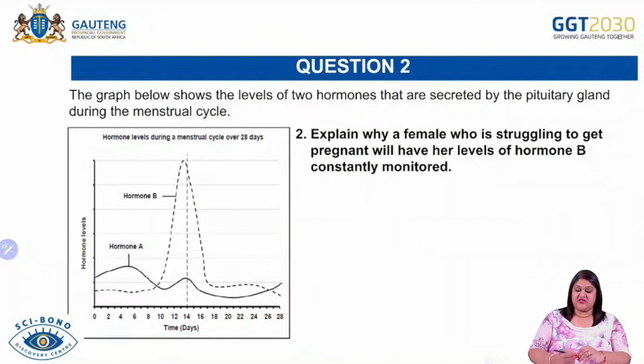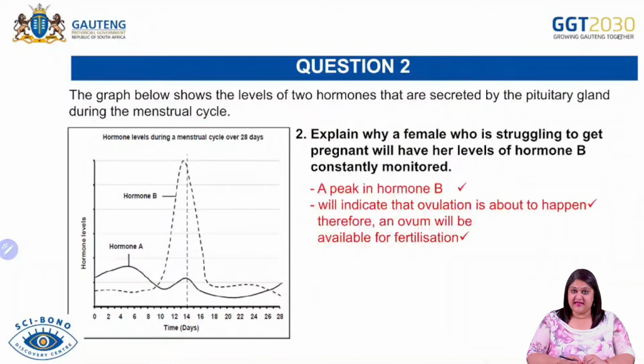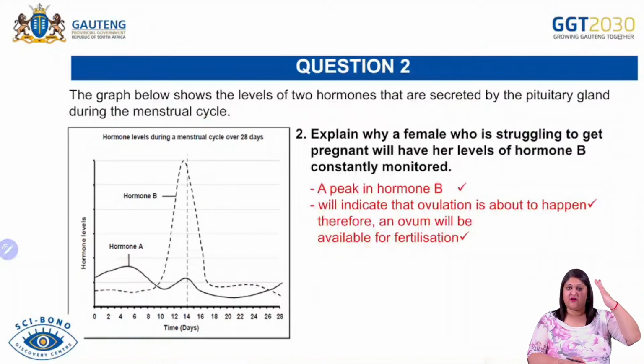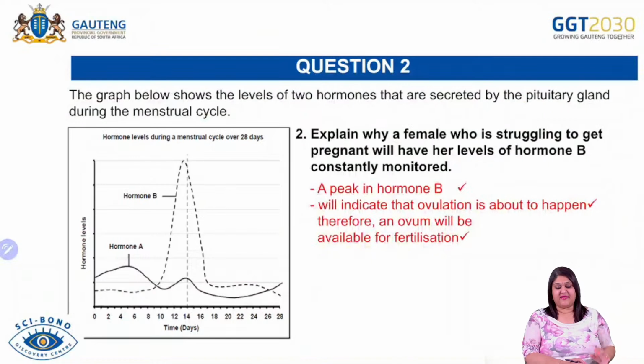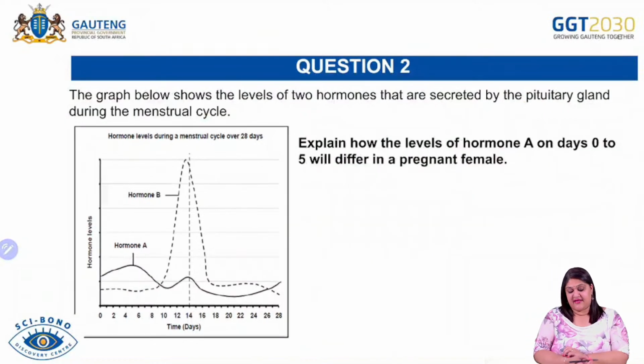Explain why a female who is struggling to get pregnant will have her levels of hormone B constantly monitored. A peak in hormone B will indicate that ovulation is about to happen, therefore an ovum will be available for fertilization. Remember we said the peak in LH is going to indicate that ovulation can occur, and if ovulation is going to occur, that means there's a possibility there will be an ovum that can be fertilized. Explain how the levels of hormone A on days 0 to 5 will differ in a pregnant female.